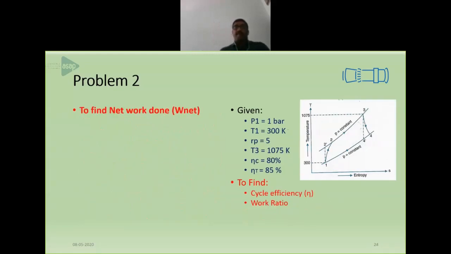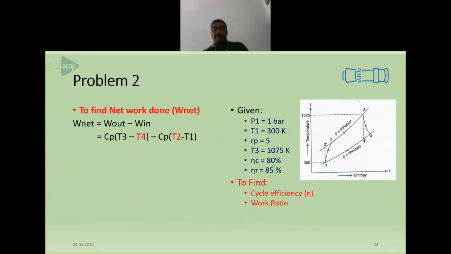To find the net work done, W net is equal to, the general equation we can write, W out minus W in. That is equal to Cp into (T3 minus T4) minus Cp into (T2 minus T1). Of these, T4 and T2 both are unknowns for us. We have T3 and T1, so we have to find out T4 and T2 separately.